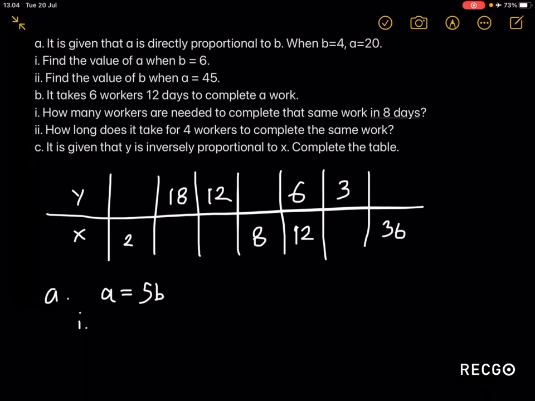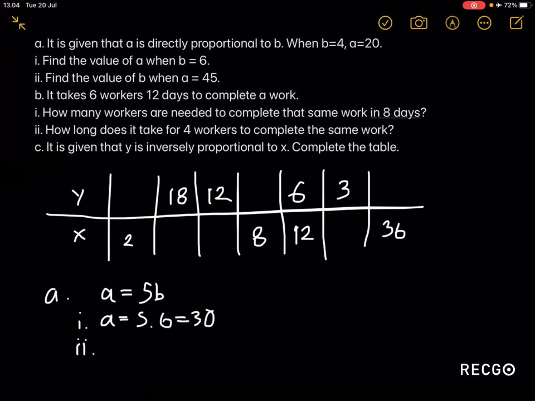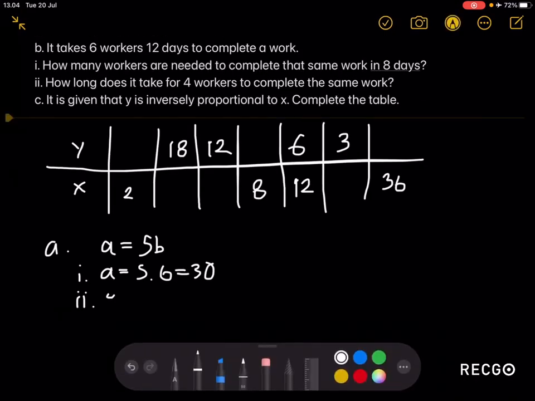For part 1, we can just substitute B equals 6, that will be A is equal to 5 times 6, or 30. For part 2, when A equals 45, that will be 45 equals 5 times B. Solving this, we get that B is equal to 9.